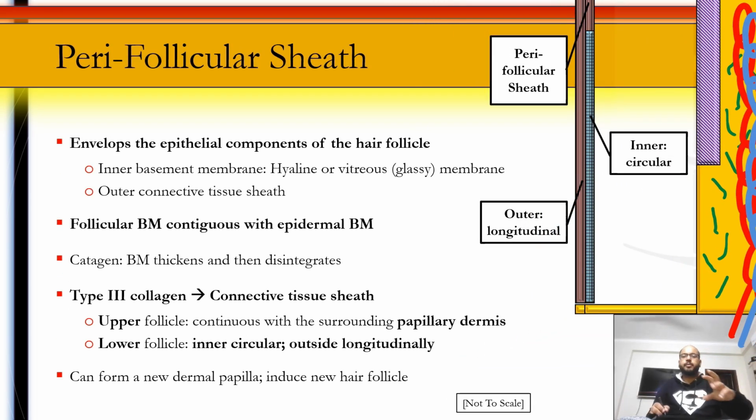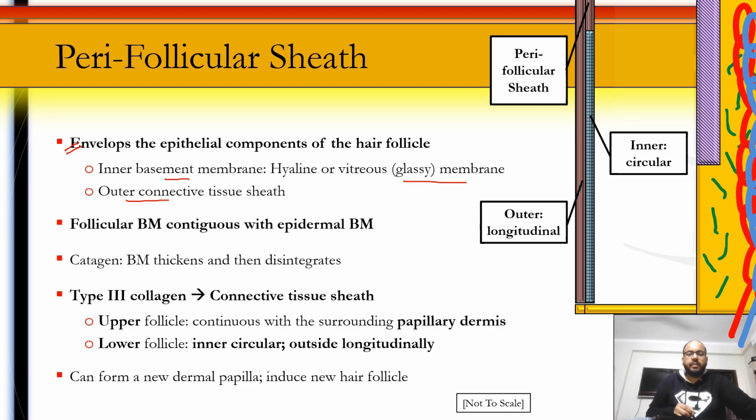So we'll discuss a bit about the perifollicular sheath. The perifollicular sheath envelops the epithelial components of the hair follicle. It has an inner basement membrane, which is also known as the vitreous or glassy membrane. Remember the importance of the glassy membrane during the catagen phase. Look at last week's video. And the outer connective tissue sheath.